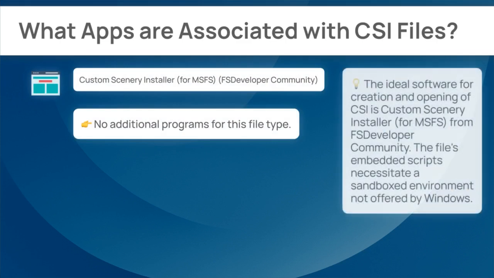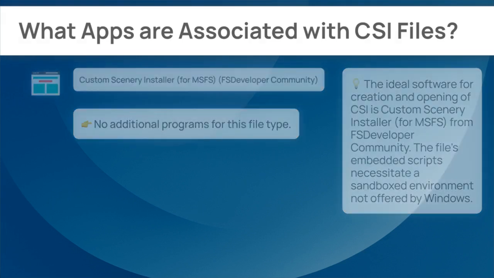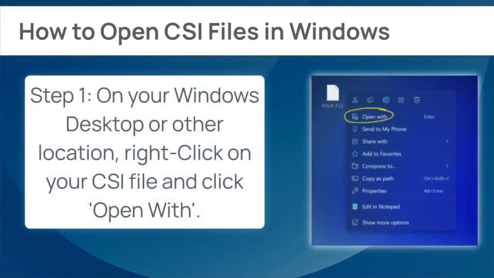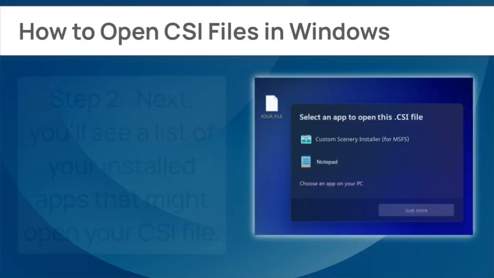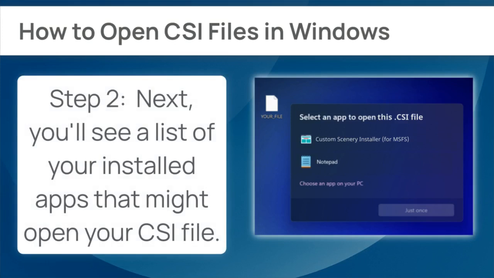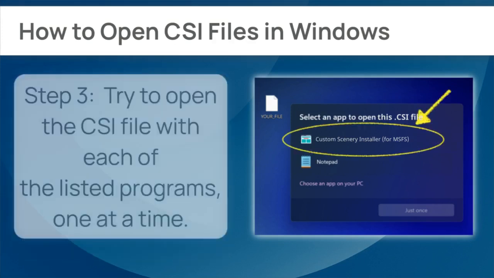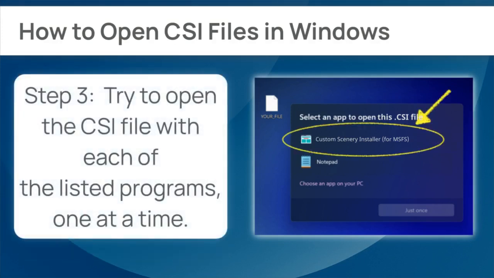Windows needs confirmation from specialized software for safe data access. Windows cannot check whether edits are valid, so errors in these files can cause malfunctions. Let's find the specific program that recognizes the file signature. Right-click the CSI file and hit Open with Custom Scenery Installer for MSFS if available. If not, choose a different app. Compatibility is the likely issue.